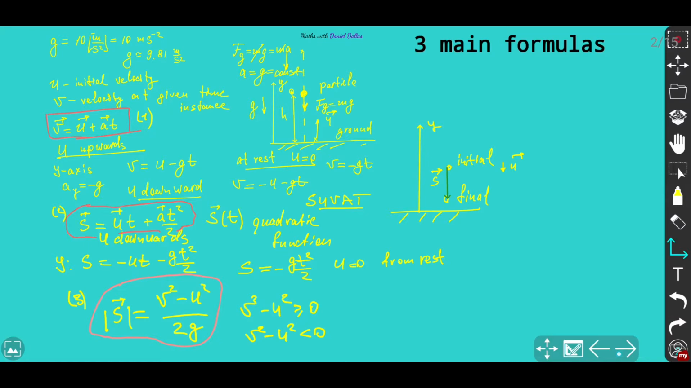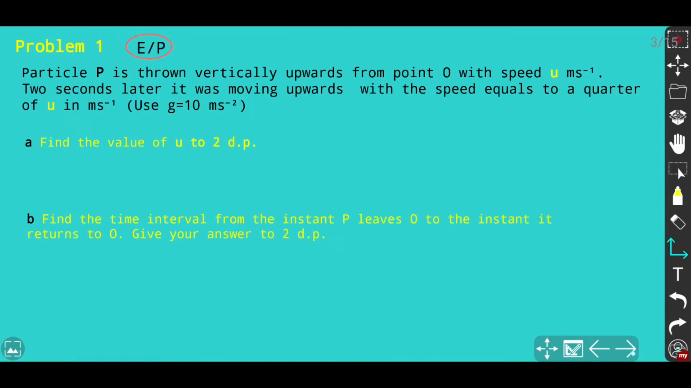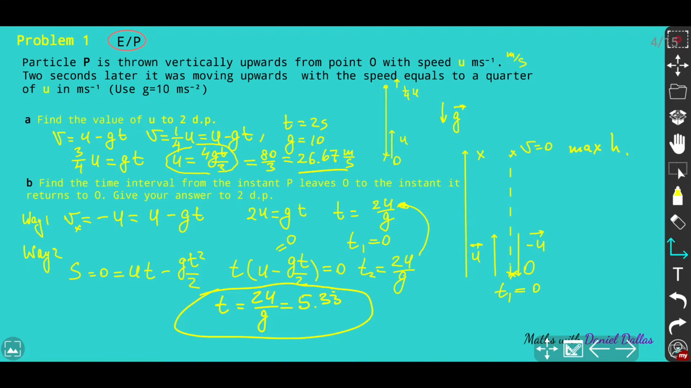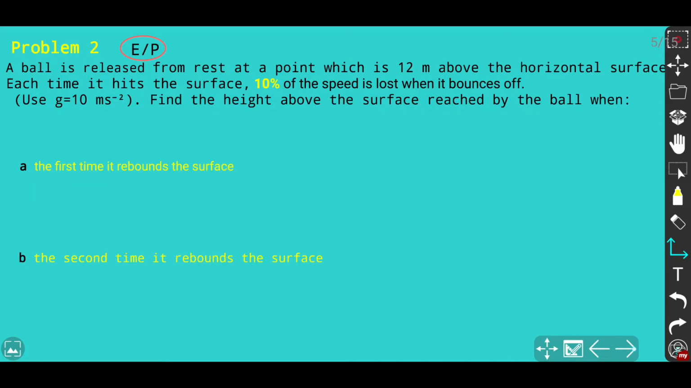So that was 3 main formulas that we apply whatever problem we have, and actually that was problem 1. If you haven't seen the previous videos, make sure you can do such problems. If you're not sure, here is a quick solution for that. And we go to problem 2.